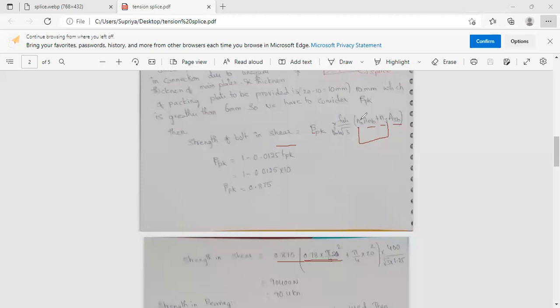Here we don't know the number of bolts, so just consider one bolt. And plus here also consider one bolt only. Asb means nothing but the area of the shank. So pi by 4 into d square multiplied by fub, which is 400, divided by root 3 into gamma m1, which is 1.25. So we can get the strength in shear as 90.4 kilonewtons.